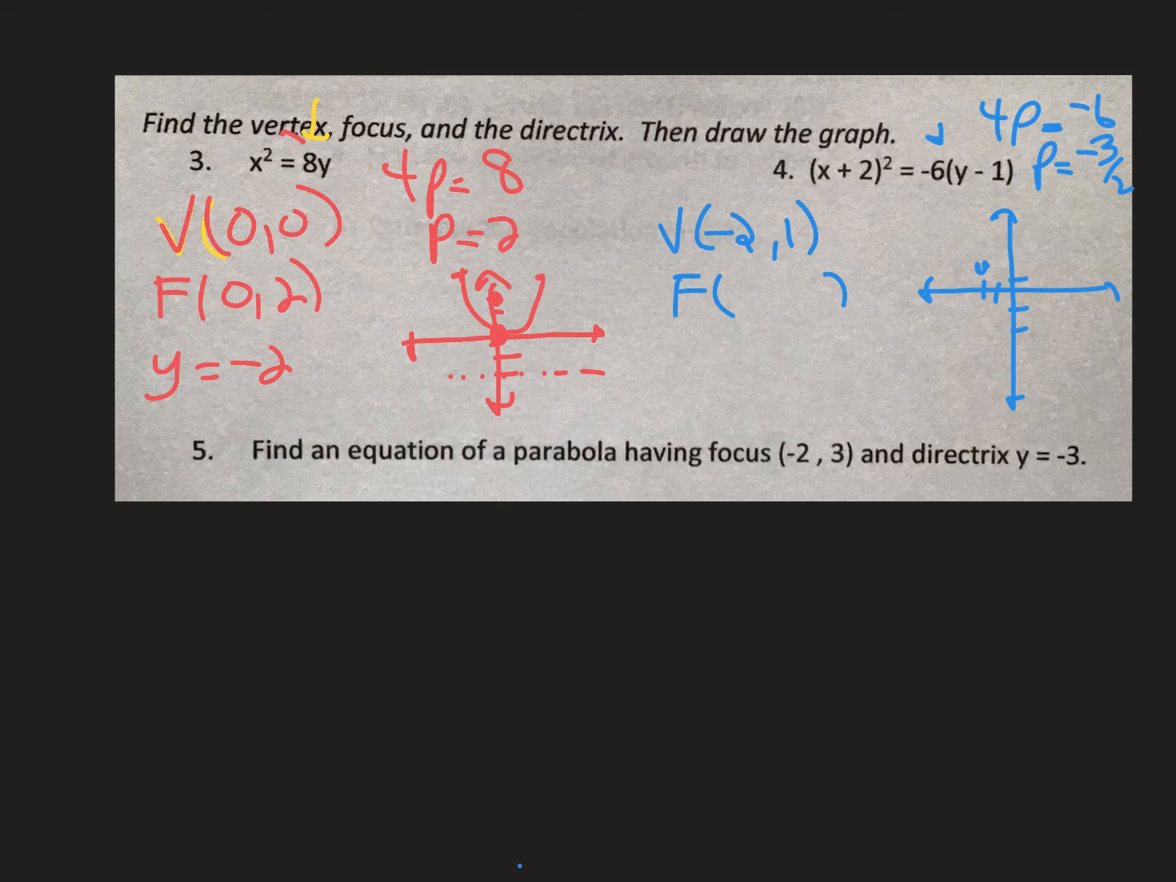So right now I'm up at 1. And if I'm going to go down 1.5, it's going to put me right here at negative 1/2. So my focus is negative 2, negative 1/2, because I went down 1.5. My directrix, I've got to go up 1.5 from there. I'm at 1 right now. If I go up 1.5 from 1, that puts me at 2.5. So I'm going to say y equals 2.5 if you want to do that. That's fine. Or 5/2. And it's going to go like this with the directrix being, oops, I did that the wrong way. Sorry about that. Focus is down here.